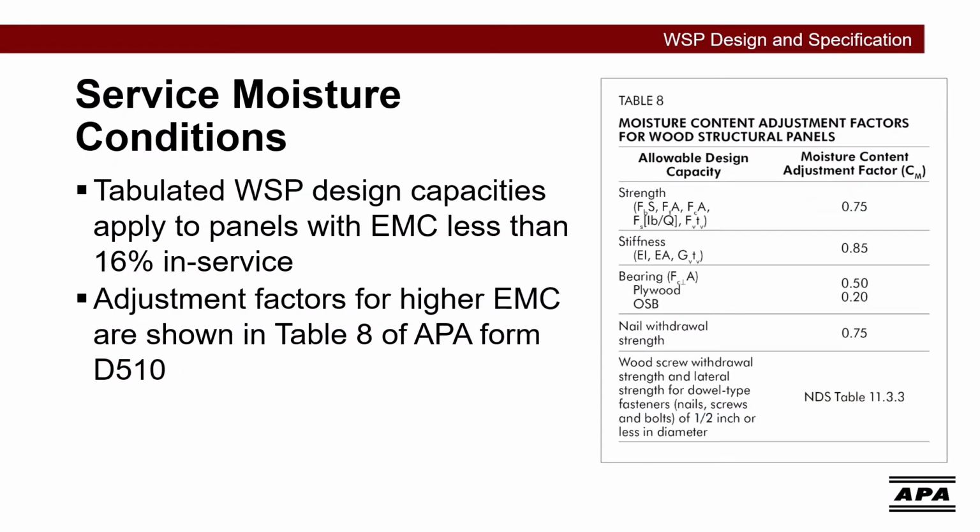Reference design capacities in Form D510 apply to panels under moisture conditions that are continuously dry in service. That is where equilibrium moisture content is less than 16%. Adjustment factors for conditions where the panel moisture content in service is expected to be 16% or greater are shown in Table 8 of APA Form D510.